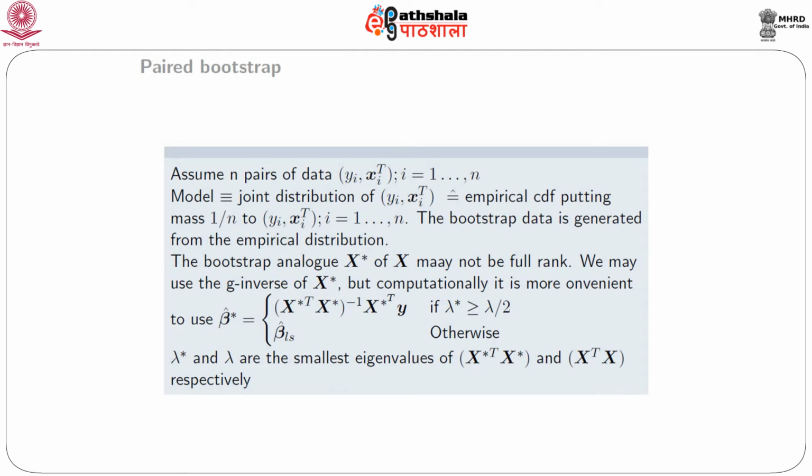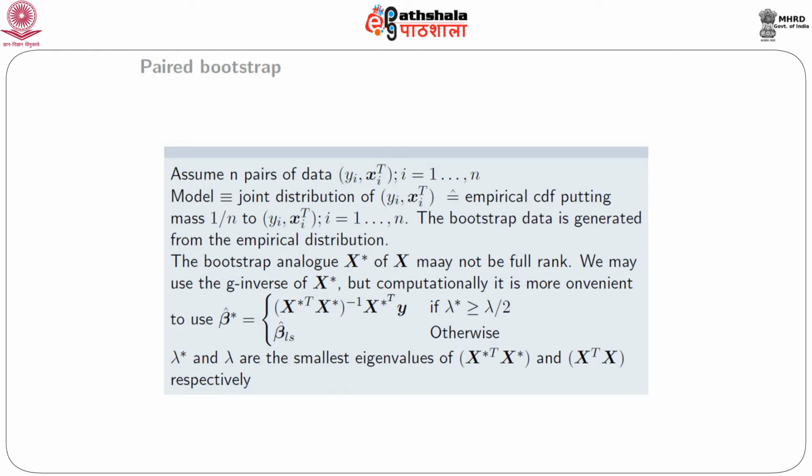Now, here we assume that the data is (y_i, x_i^T), i runs from 1 to n, IID, the same setting as above. But the model here is a joint distribution of y_i and x_i, and that is estimated by the empirical CDF putting mass 1/n on (y_i*, x_i*^T), i runs from 1 to n. So, the bootstrap data are generated from the empirical distribution.